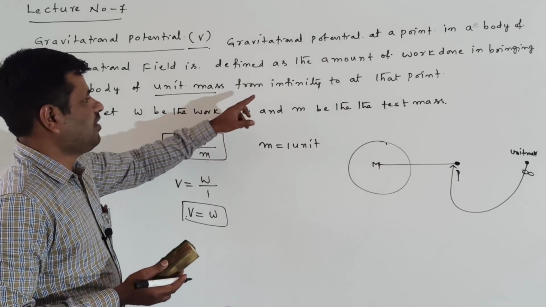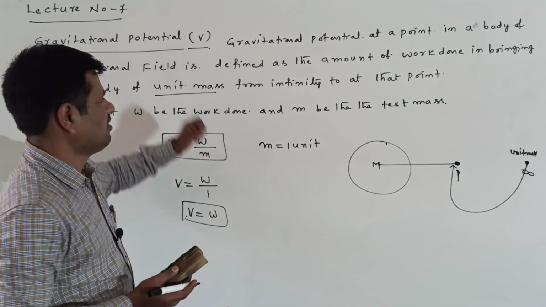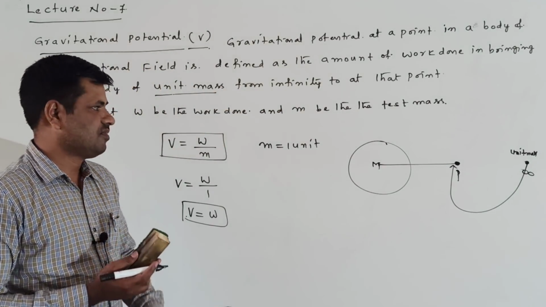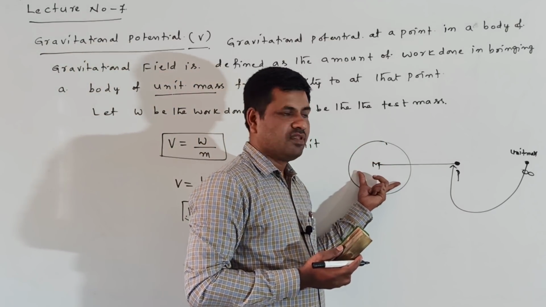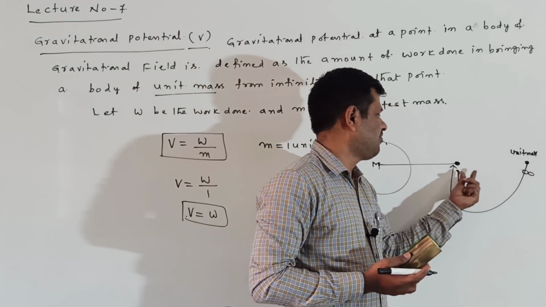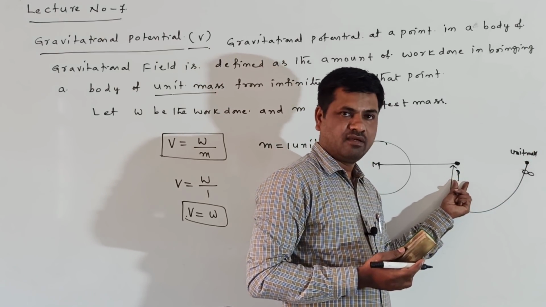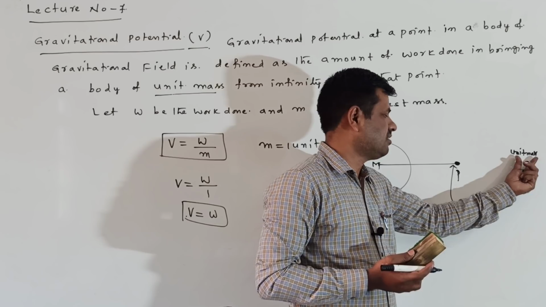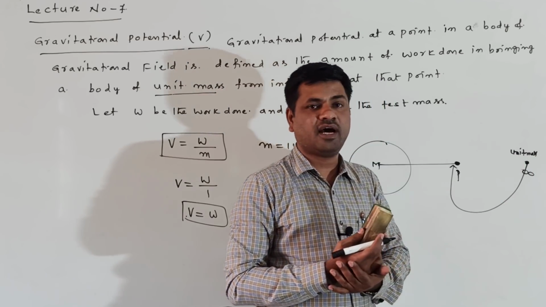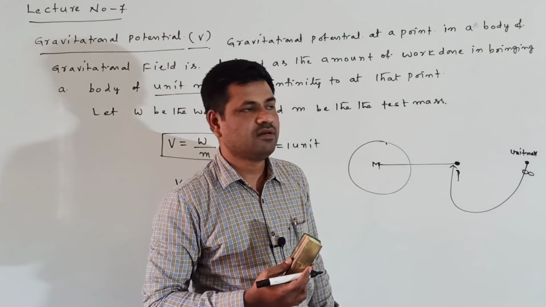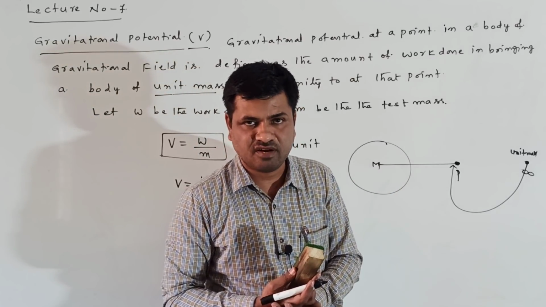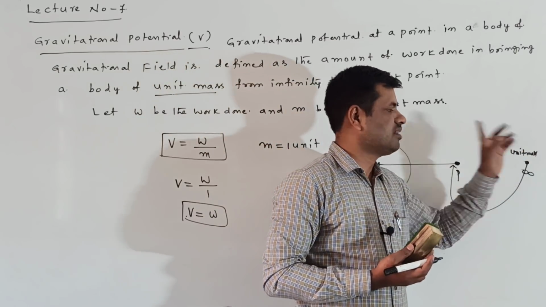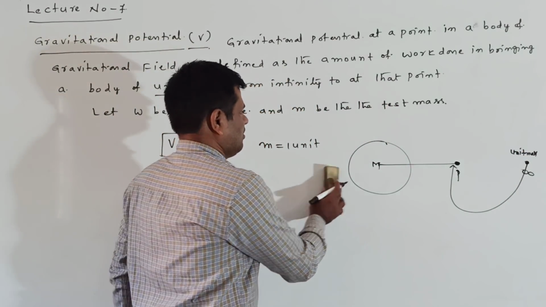Now, bringing from infinity to that point is called what? Gravitational potential. Listen here. This body produces a gravitational field. Now we are bringing the unit mass from infinity to point P. Which body is being brought? The body of unit mass. Which body produces the gravitational field? The body of capital M produces the gravitational field. In this field we are bringing the unit mass.